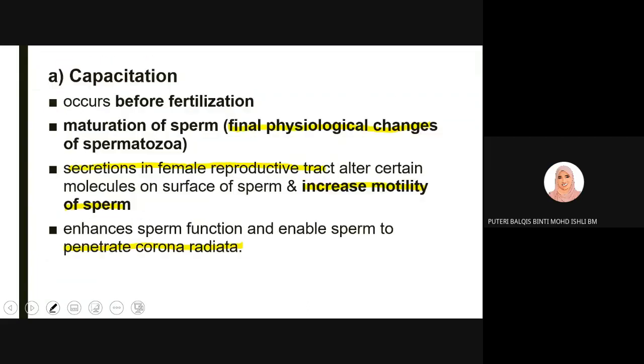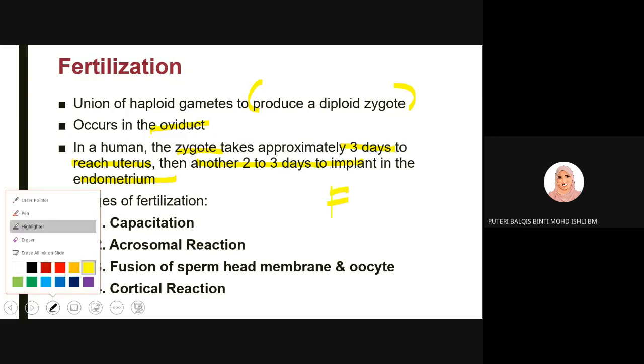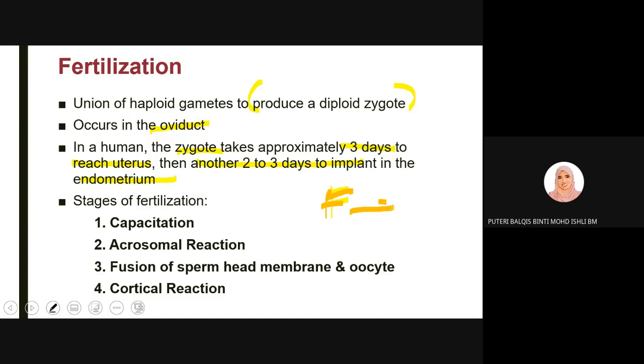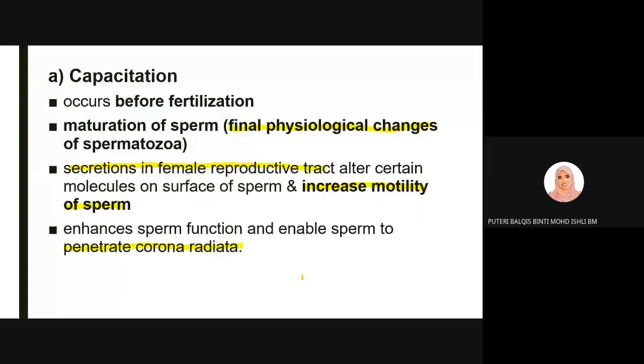So during fertilization, as said, the union of the sperm and egg aims to produce a diploid zygote, and it occurs in the oviduct. The zygote will take about 3 days to reach the uterus, and another 2 to 3 days to implant in the endometrium. So from the first fertilization until it reaches the endometrium, it takes 7 days or 1 week. We have 4 stages of fertilization, CAFC: capacitation, acrosomal reaction, fusion of sperm head membrane and oocyte, and cortical reaction. Capacitation is the only stage that occurs before fertilization.